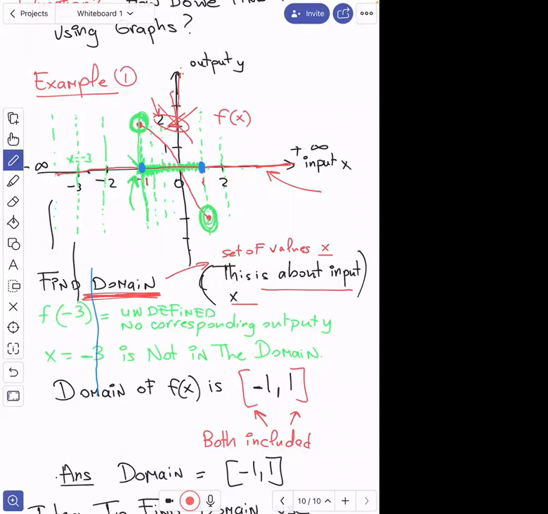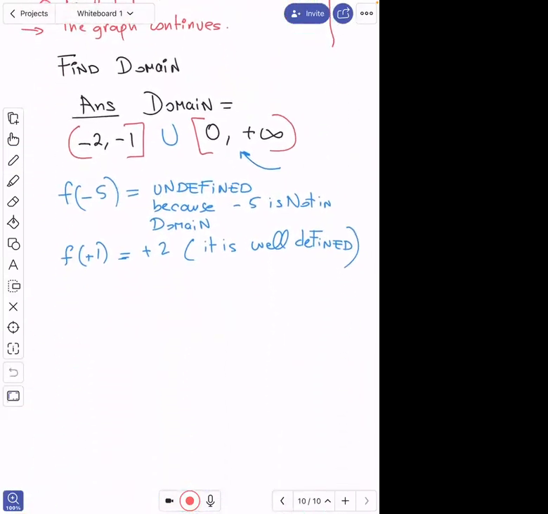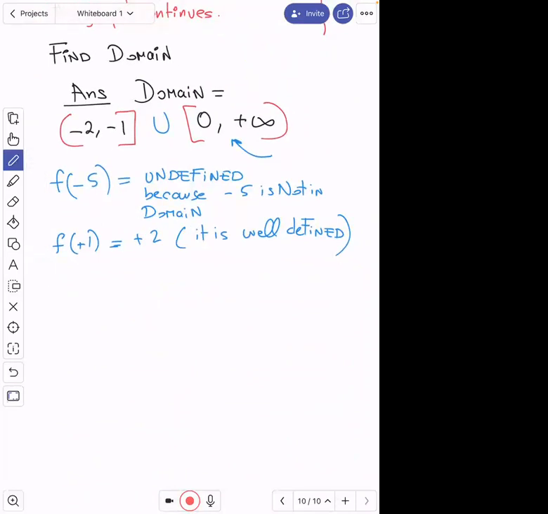Okay. So we have about 4 minutes. Well, I guess we can do one graph at least. So, exercise for you guys. Find the domain.